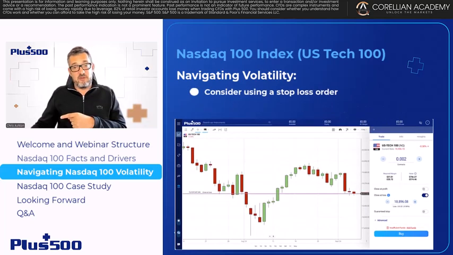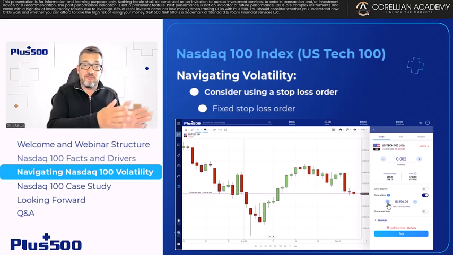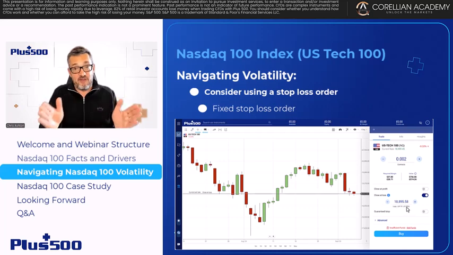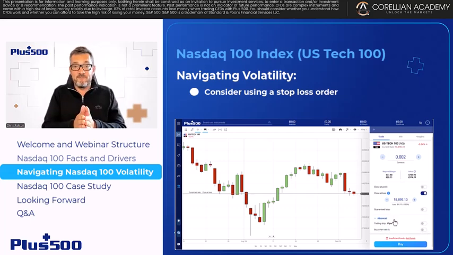The second thing for you to consider is a stop loss order. There are two types that you can utilize. The first is a fixed stop loss order. This is an order you can enter in advance on the Plus500 platform to close a position at a defined price level that you have planned for, which limits any loss in the event of an unfavorable move in the Nasdaq 100 index.